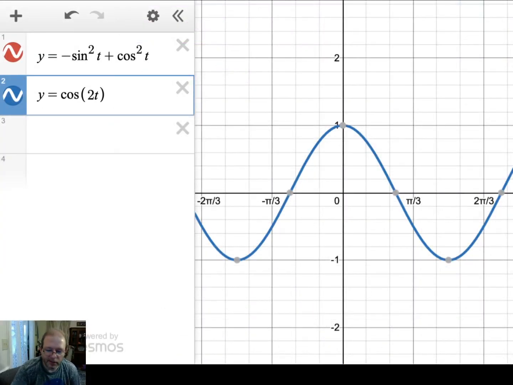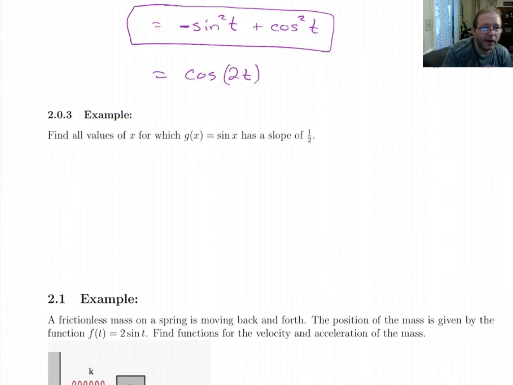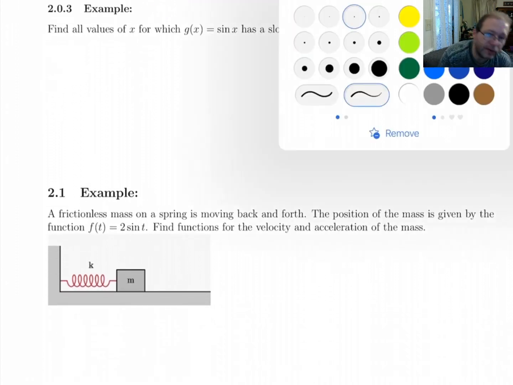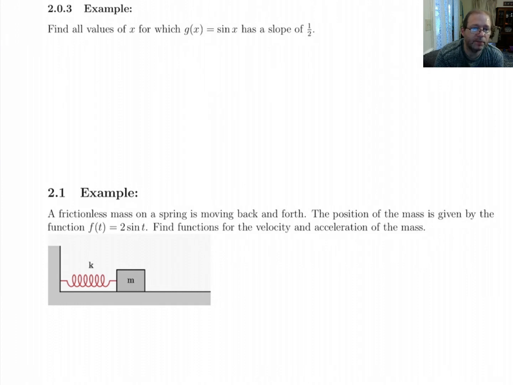All right, let's do the next example. Find all values of x for which g of x equals sine x has a slope of 1/2. The calculus here is the easy part. It's solving the function that we get from it that's going to be the difficult bit. Because the derivative here, g prime, is cosine x. And so then we just have to solve cosine x equals 1/2.